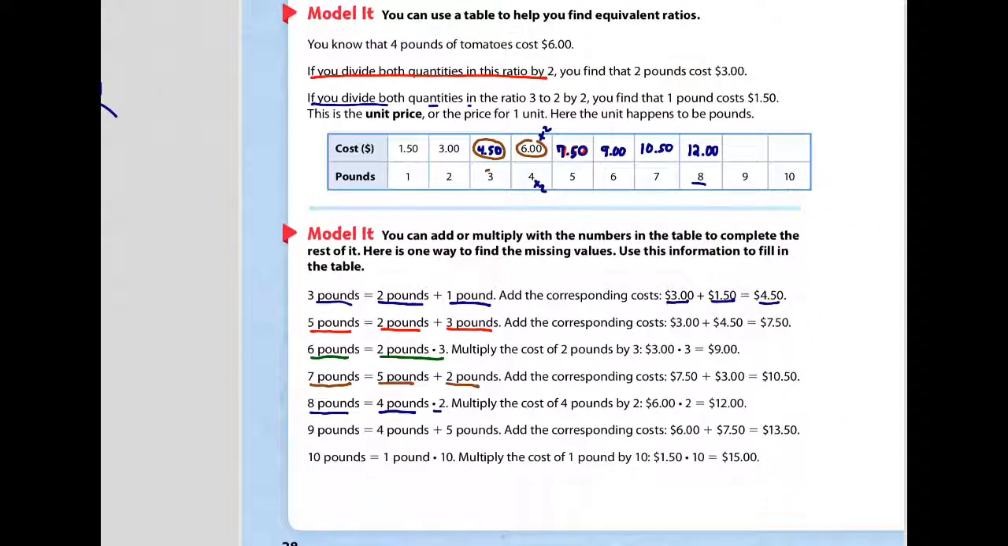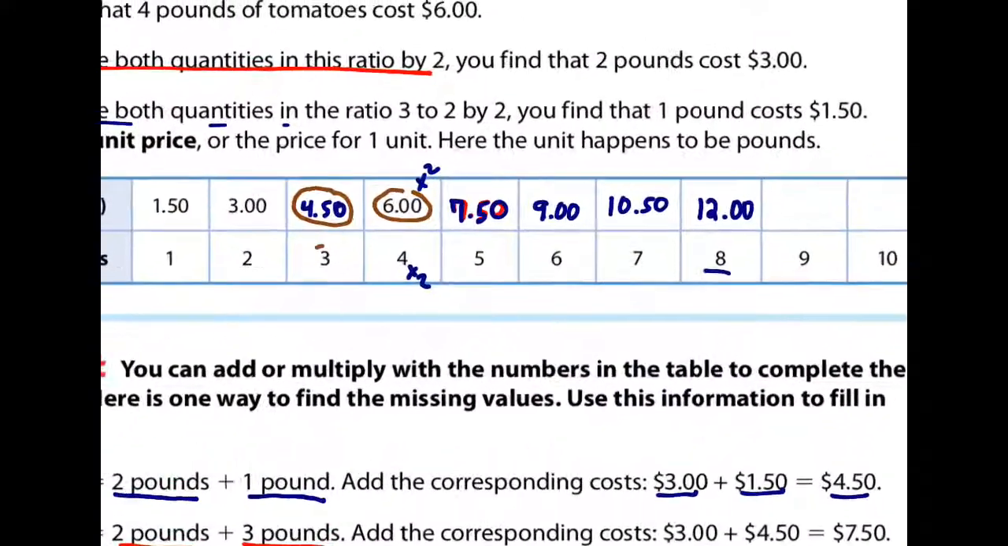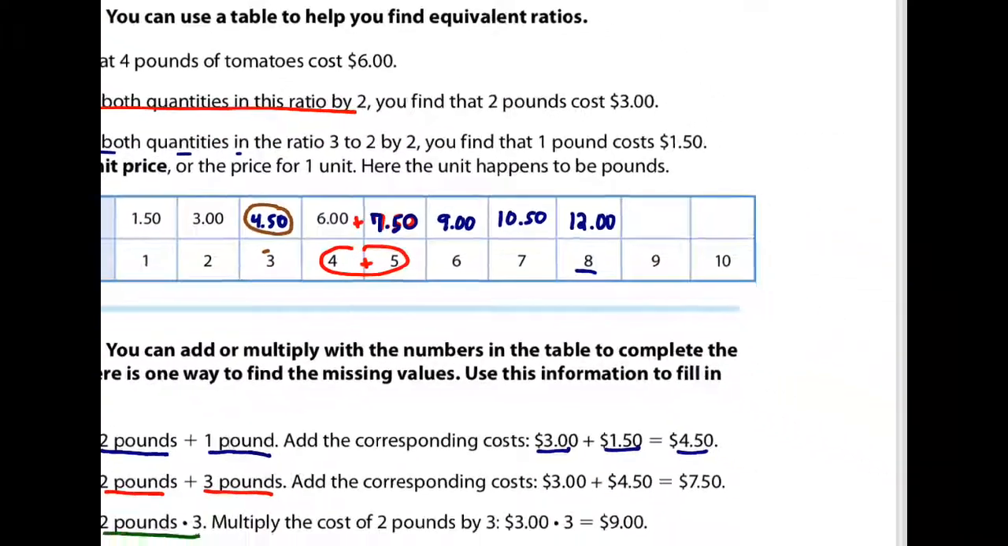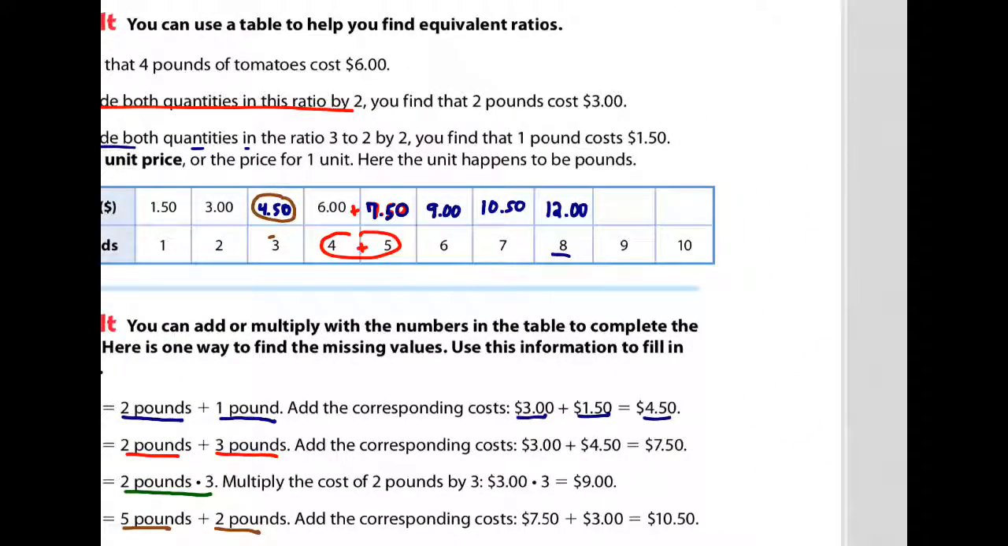All right. We'll do 9 down here. So they're saying 9 is 4 pounds plus 5 pounds. I guess you could also do 3 pounds times 3, right? So let's add up 4 and 5 pounds. So 4 plus 5 gets us 9. So 6 plus 750 gets us 1350. Holy smokes.